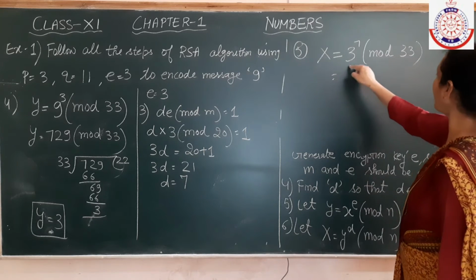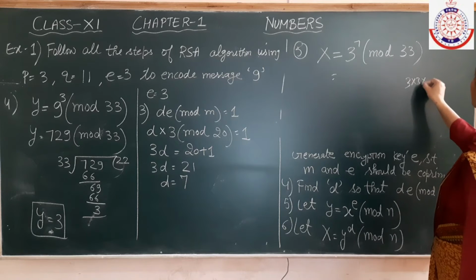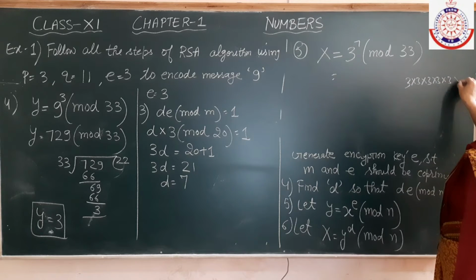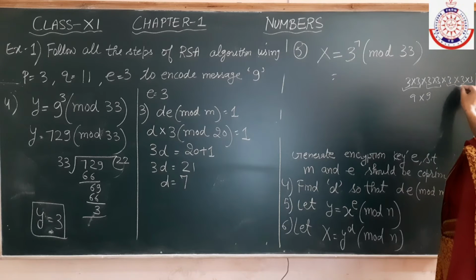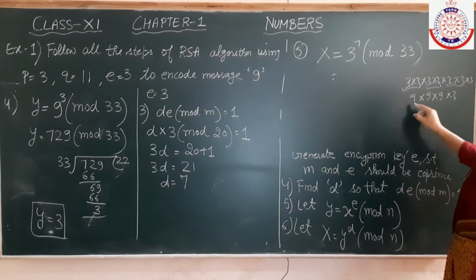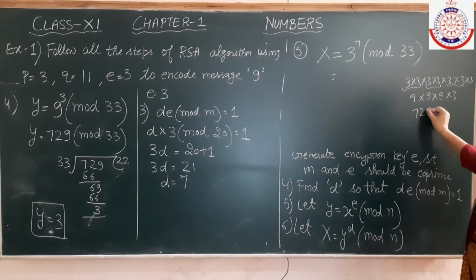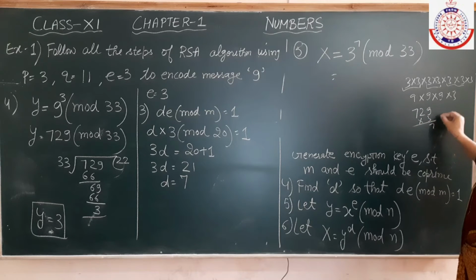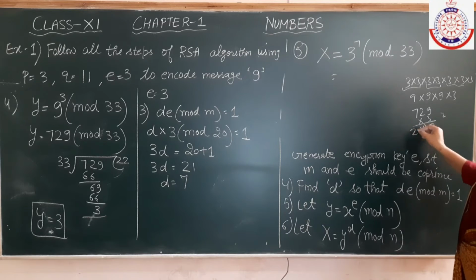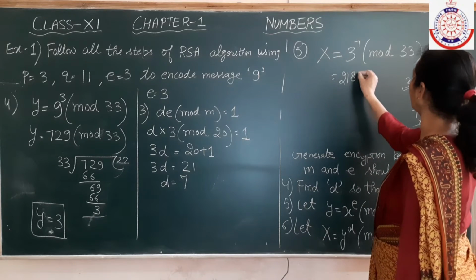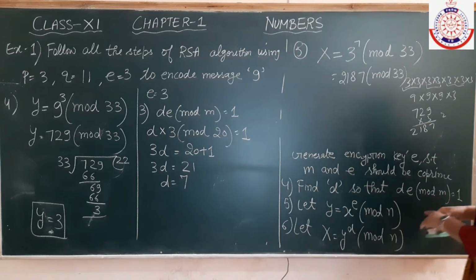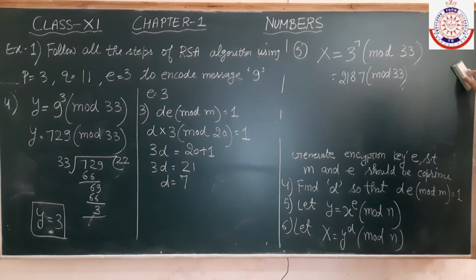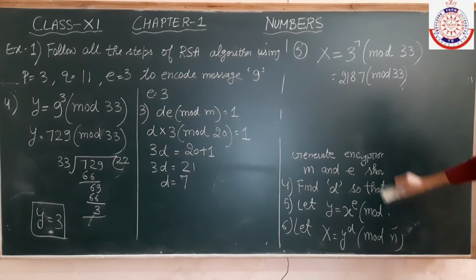Now let us check. 3 power 7 means 3 into 3 into 3, 7 times. 9, 9, 9 into 3. So 9 3 times is 27... 729 into 3. So 2187 mod 33. That means 2187 is to be divided by 33.